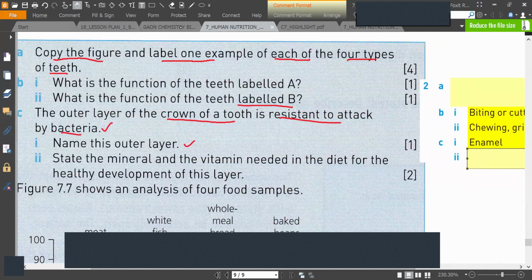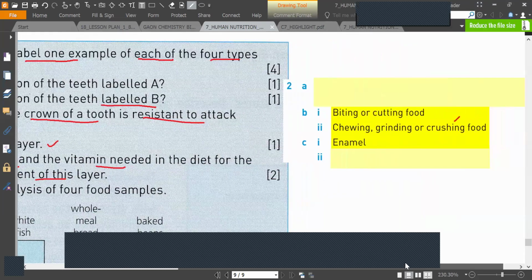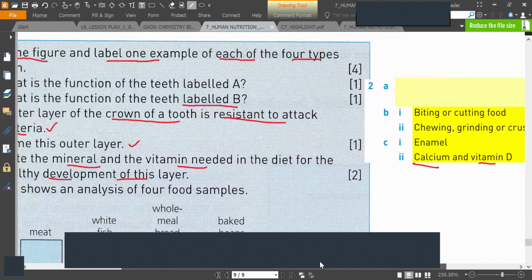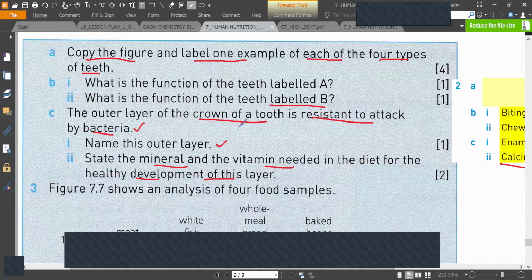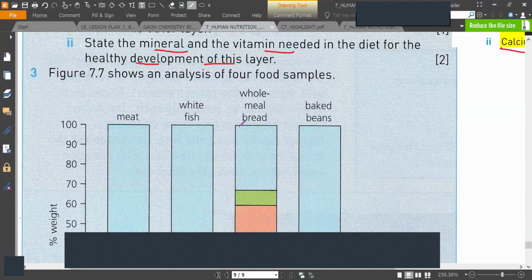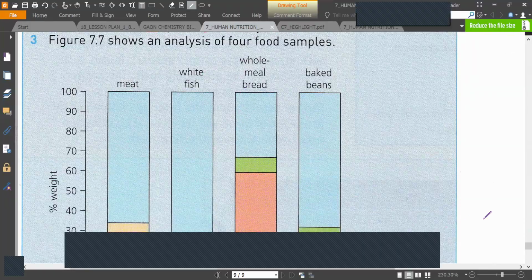State the mineral and vitamin needed in a diet for the healthy development of this layer. What is the enamel made out of? It is made out of calcium and vitamin D. These two are needed to have healthy teeth. Next, here we have analysis of 4 food samples.